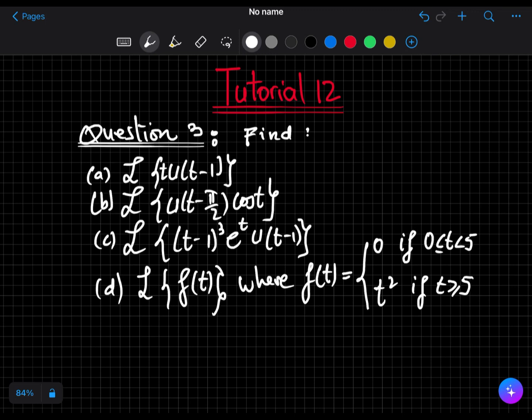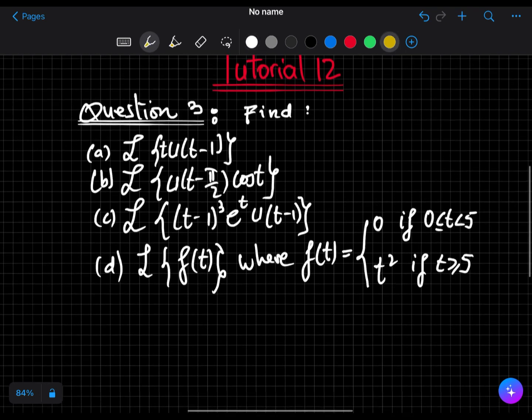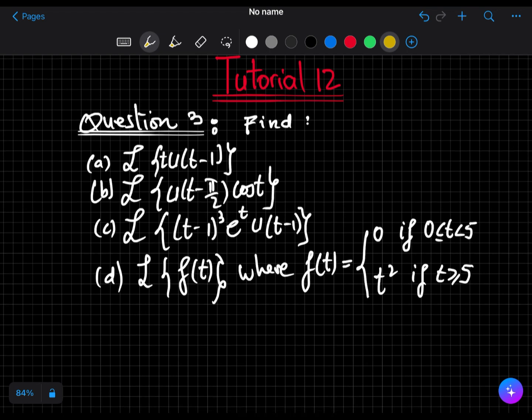Hi class, welcome to this new video of tutorial 12 where together we will answer question 3 and question 4. Now let's have a look at question 3. You are asked to find the Laplace transform of these four functions.